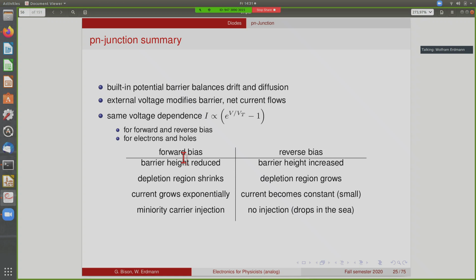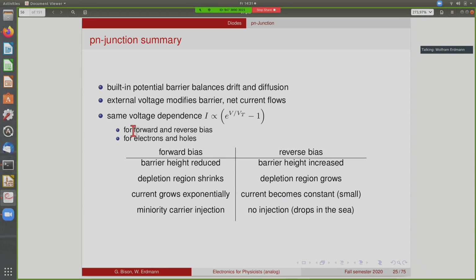Okay, let's summarize this, and then we take a short break. So the built-in voltage at the junction balances drift and diffusion. When we apply an external voltage, it modifies this barrier, and there will be a net current flow. All the currents in forward and backward direction have the same voltage dependence, so it's e to the voltage divided by the thermal voltage -1 for these two components, the injection and the drift.